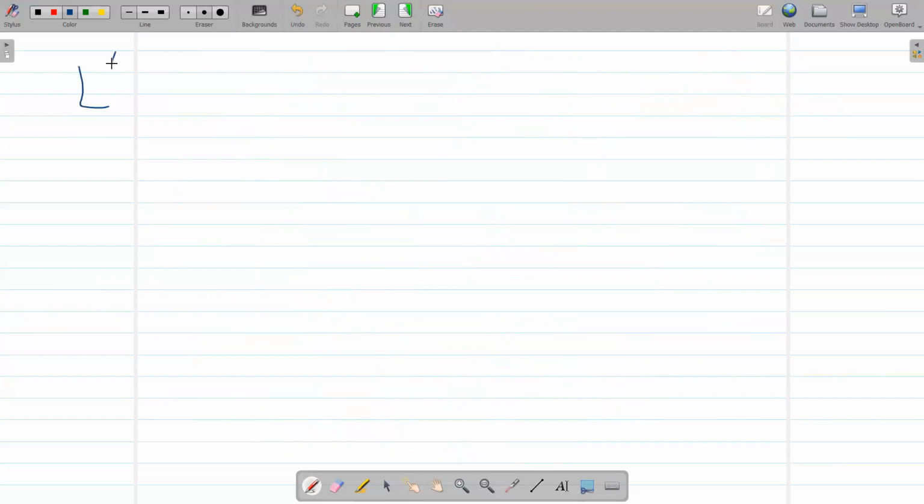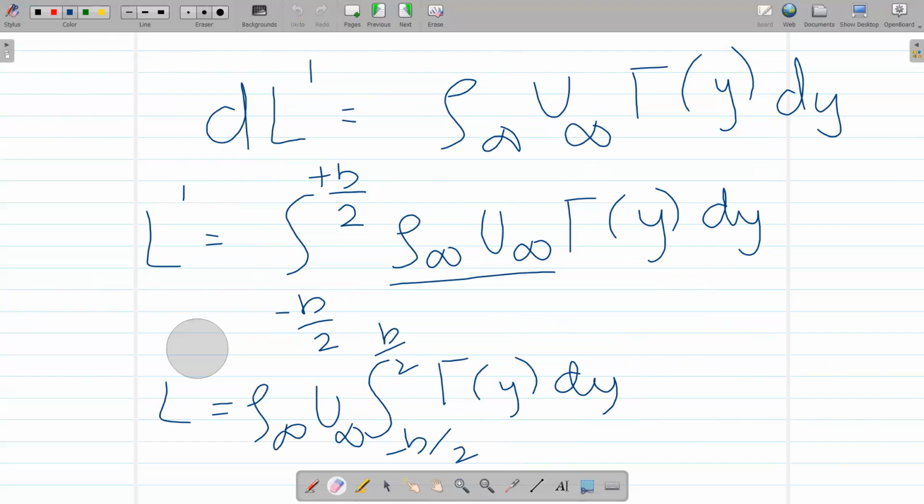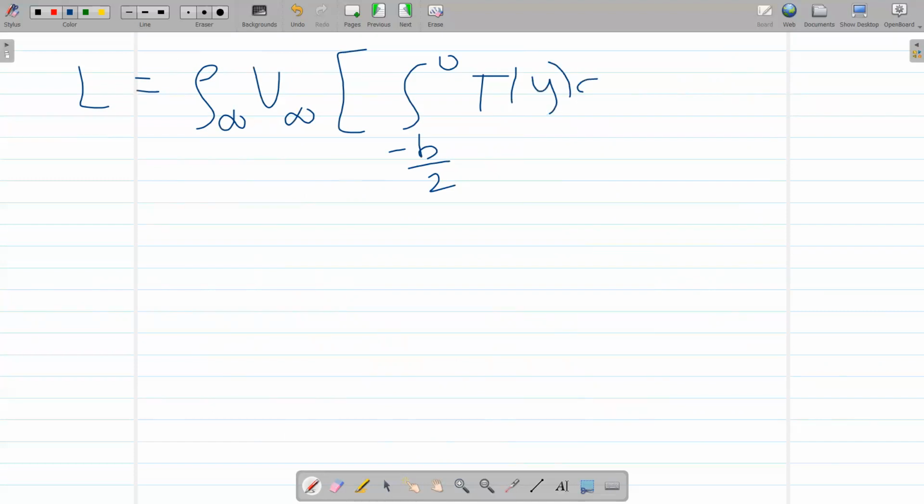So my total lift, I need not use this apostrophe. The apostrophe is usually used for infinitesimally small quantities, for an airfoil, let's say, lift per unit length. So the total lift, in this case, is rho infinity u infinity into the integral from minus b by 2 to 0 of gamma of y dy plus the integral from 0 to b by 2 of gamma of y dy.